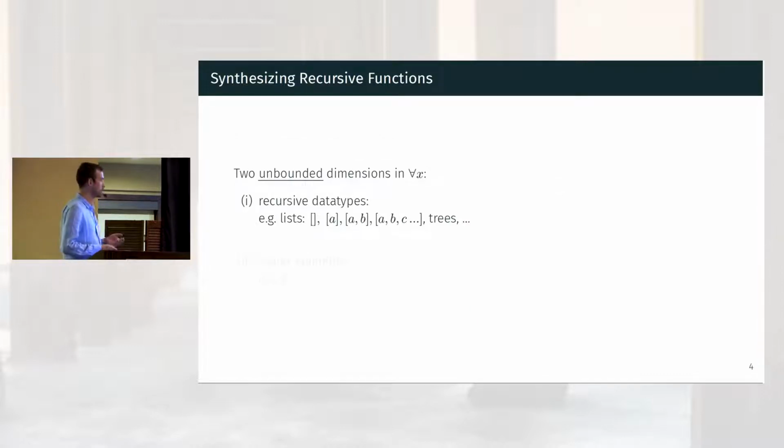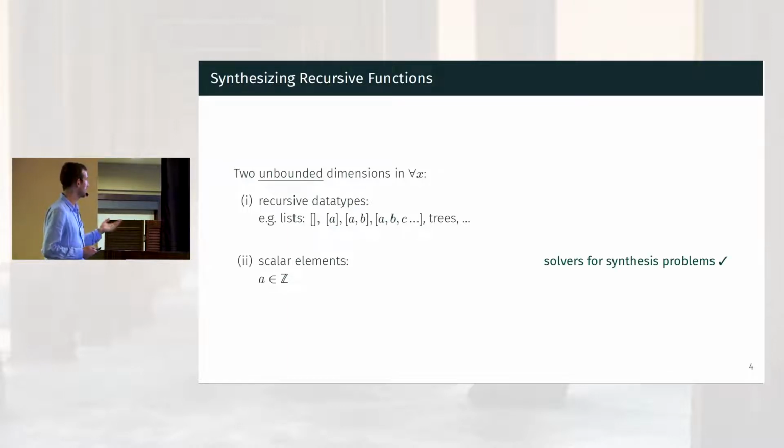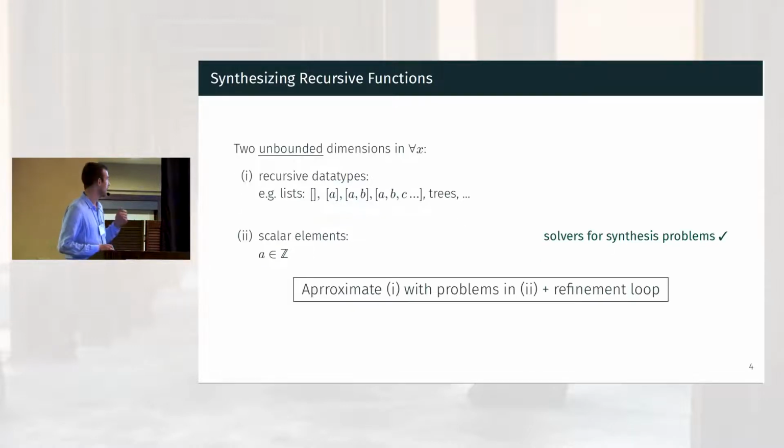So what is our problem here? We're trying to synthesize recursive functions, but we have two unbounded dimensions in the forall quantification. We have the recursion, so lists can be of any length or trees can be of any depth, but we also have scalar elements, so unbounded integers. Luckily, we have solvers that can solve these kinds of problems, for example syntax-guided synthesis solvers. And so what we're trying to do here is to approximate the problems in 1 with problems in 2 and use a refinement loop to solve the problem.